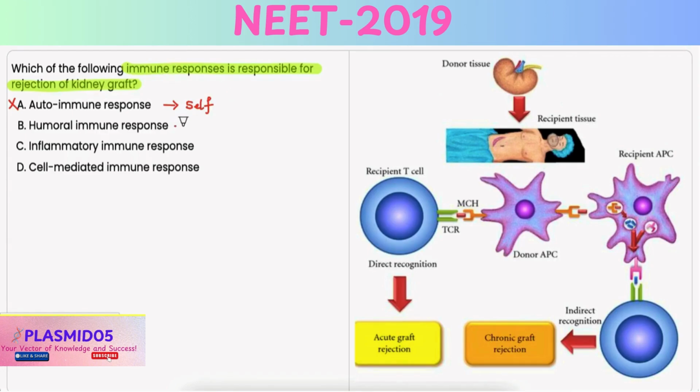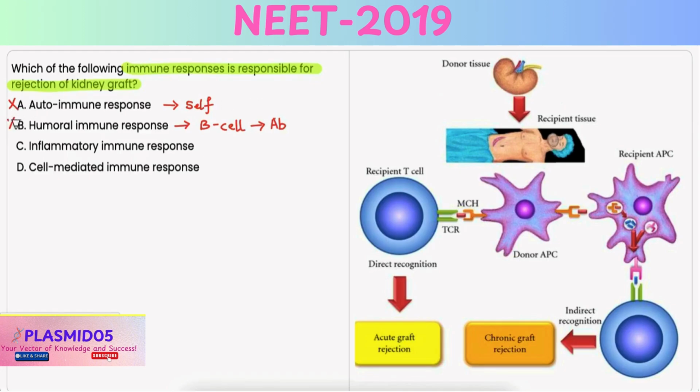Option B, humoral immune response. Now, the humoral immune response involves B cells and the production of antibodies to fight against pathogens. Now, B cells, or rather the antibodies, may play a role in organ rejection, but the primary mechanism responsible for rejection of kidney graft is not humoral immune response.